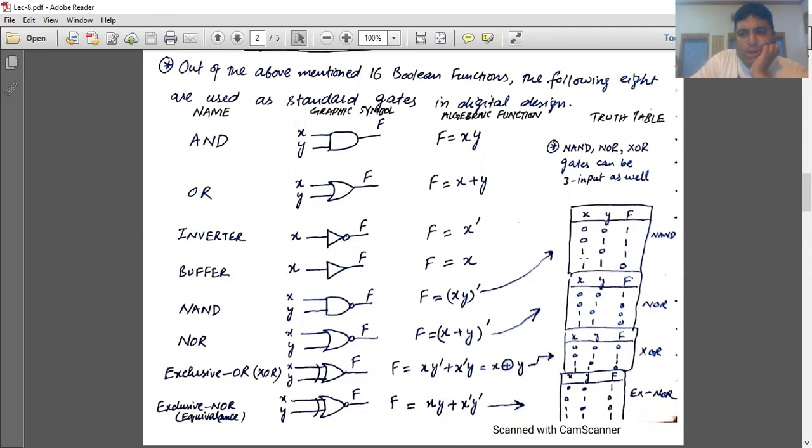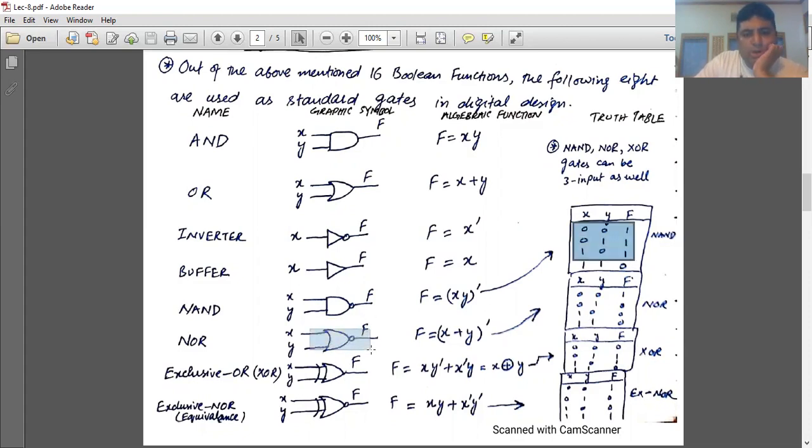Basically, an AND gate gives you output one when both of the input variables are one, whereas a NAND gate gives you zero output when both inputs are one, and it gives you one output when either one of the inputs is one or both of them are zero. So this is the NAND gate.